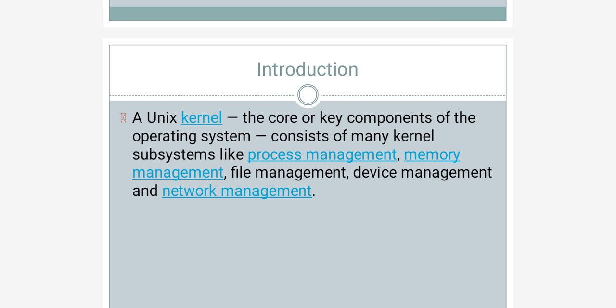So that will be discussed in file management. And device management, which is about what additional devices your operating system is going to support. Those additional devices and their interactions will be discussed in device management. And finally, network management: the Unix operating system supports networks very well. So whatever process you do related to networks will be managed using network management.